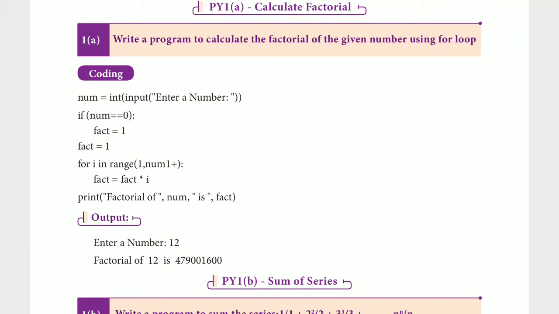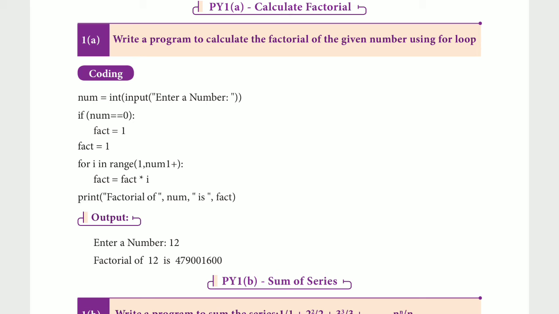First, calculating factorial. Here you can see the code they are creating. num is a variable which gets the value from the user. So int(input("Enter a number")): the number given by the user will be converted to an integer. If num is equal to 0, that is, if the user enters 0, then the factorial will be equal to 1. To create a block, they have used indentation.